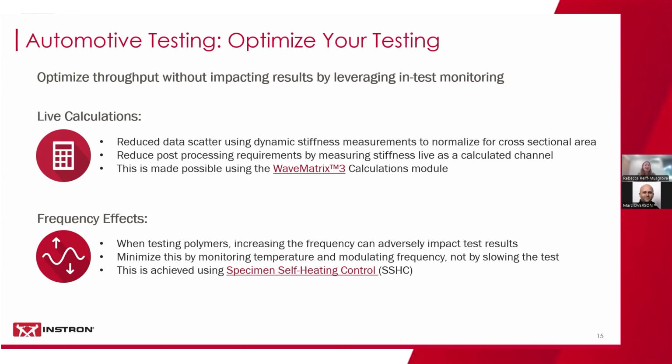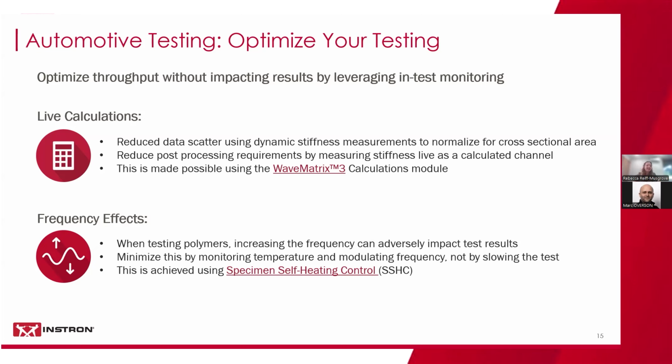The second thing here is frequency effects. There was discussion last webinar about what frequency to test materials at, and the same question applies to additive manufactured materials. With automotive, where we're testing a lot of polymers, if we increase the frequency, we can adversely impact the test results if they have self-heating. Sometimes you think of it like if you stretch a rubber band a lot and very fast, it might heat up. So we can't just run these tests as fast as we want to build up these materials databases.